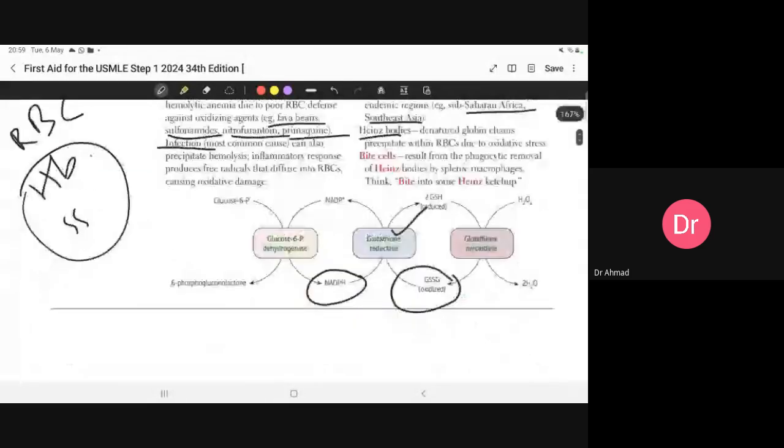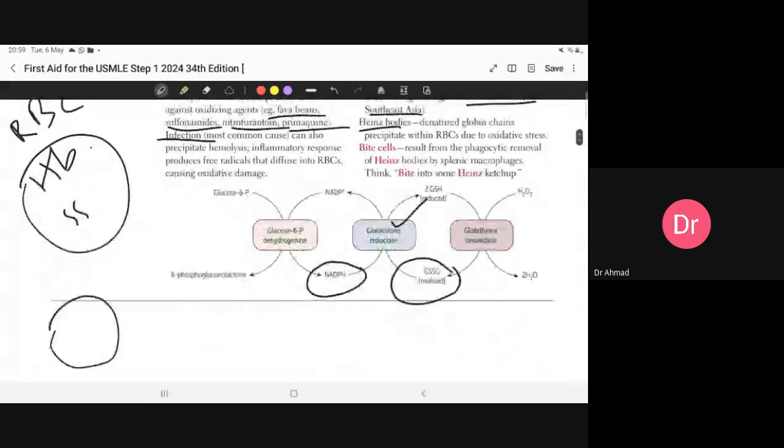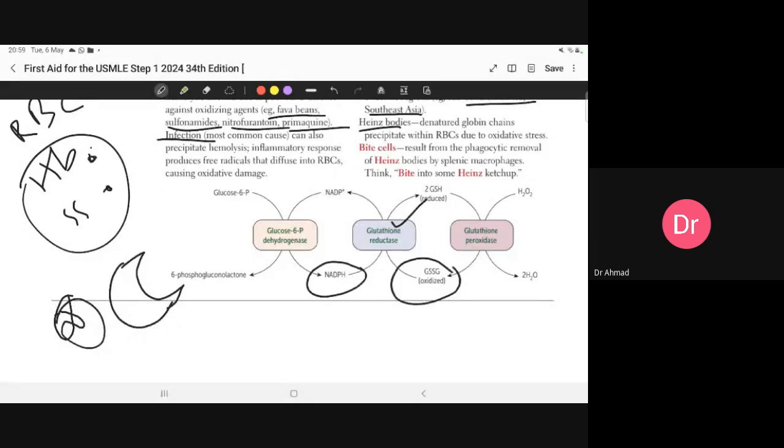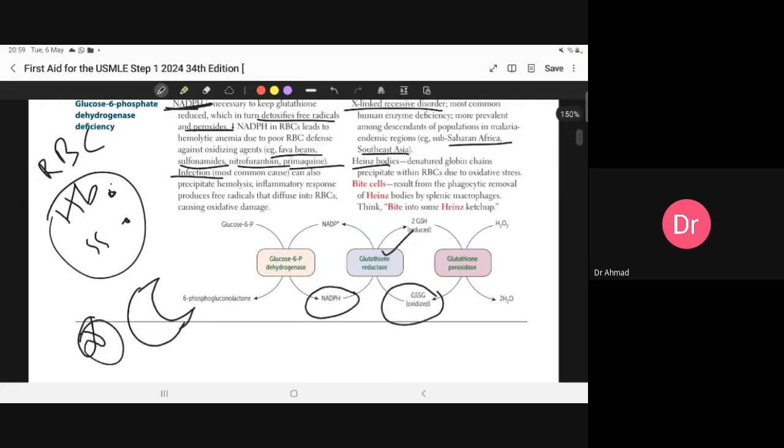Bite cells are simply your damaged RBCs. When the damaged RBC goes to the spleen, the spleen eats the damaged area, and because of this the RBC takes the shape of a crescent or something like this. These bite cells can also be seen. So if on a slide you see bite cells along with these Heinz bodies, which are precipitations that look like dots, then it's G6PD deficiency. The main focus you should have for your exam is on the histopathology and on the triggers.